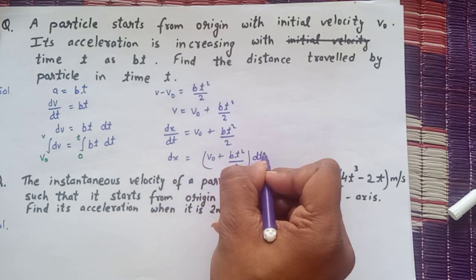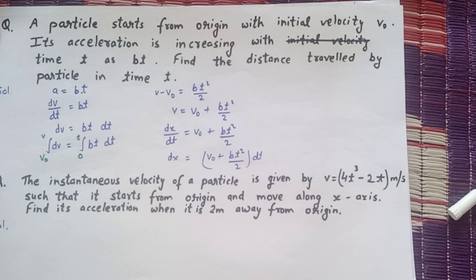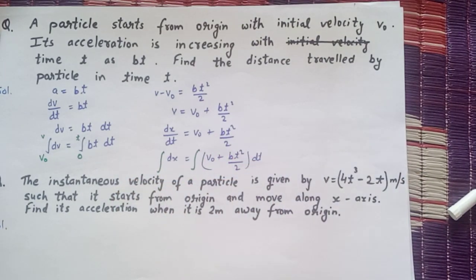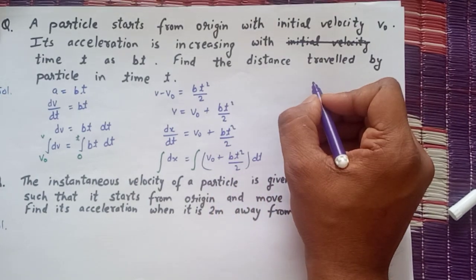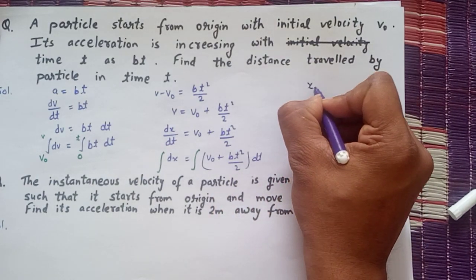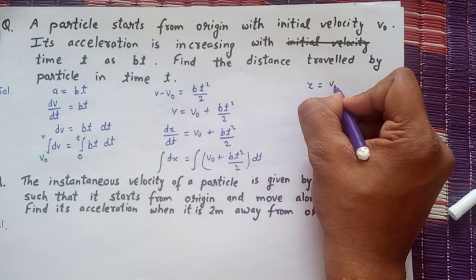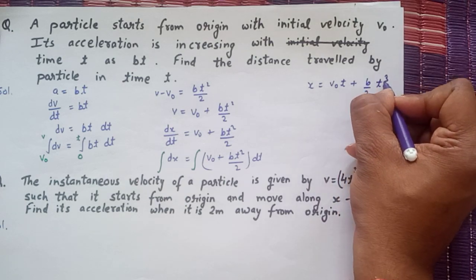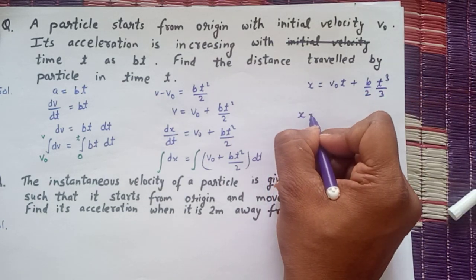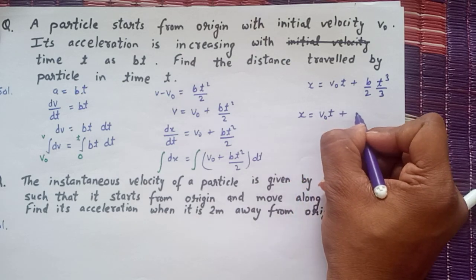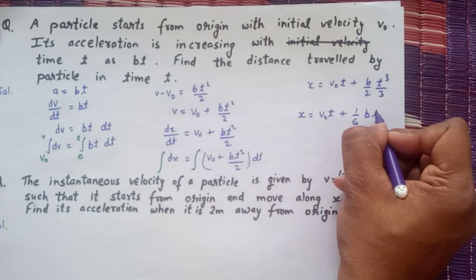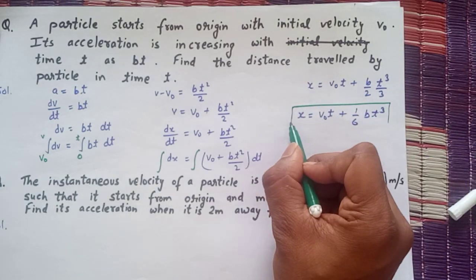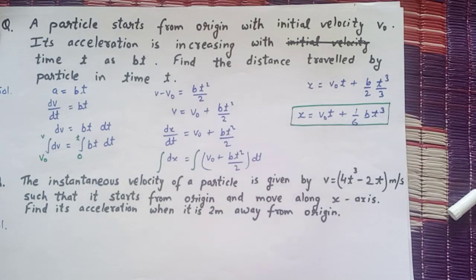Again taking the integration on both sides, the integration of v0 with respect to dt, it will be displacement or distance, it will be v0 t plus b by 2 into t cube by 3. So x will be equal to v0 into t plus 1 by 6 bt cube. So this will be the final answer, and this is the displacement or the distance covered by the particle in time t.